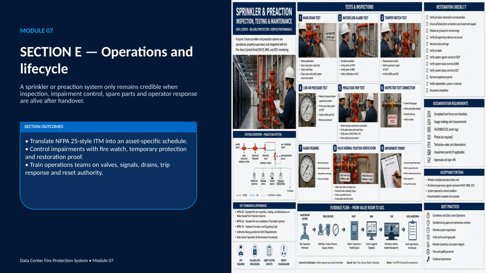We will first translate an NFPA 25 style inspection, testing, and maintenance approach into a schedule that reflects the specific assets and risks of the facility. We will then look at impairment control, including fire watch, temporary protection, and clear evidence that protection has been restored. The final focus is the operations team. Staff need practical familiarity with valves, signals, drains, trip response, and reset authority. These are the actions that determine whether a system performs as intended during an event. The outcome is a lifecycle approach that keeps protection visible, maintained, controlled, and ready after handover.